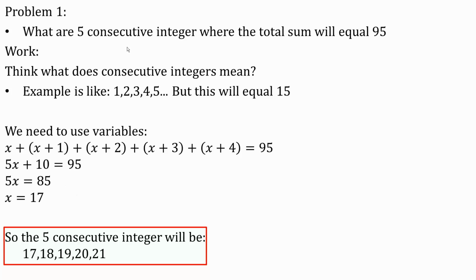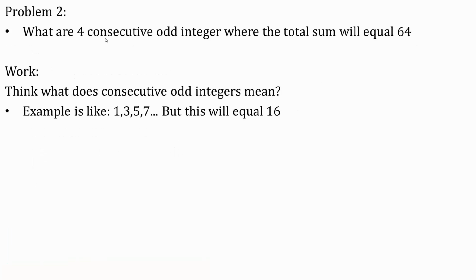And we're dealing with consecutive integers. So the next terms will be 18, 19, 20, 21. So these are the 5 consecutive integers that will equal 95. And you can always check. You can get a calculator and add 17 plus 18 plus 19 plus 20 plus 21, and you'll get 95. Now for the second problem.